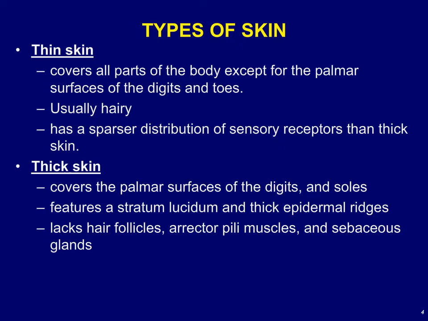Now, thick skin, on the other hand, is found on the plantar and palmar surfaces of the digits and the soles of the feet. It features five epidermal layers, whereas the thin skin only has three. Thick skin lacks hair follicles and also lacks the associated structures such as erector pili muscles and sebaceous glands. We'll talk more about thick and thin skin as we go through the lecture.